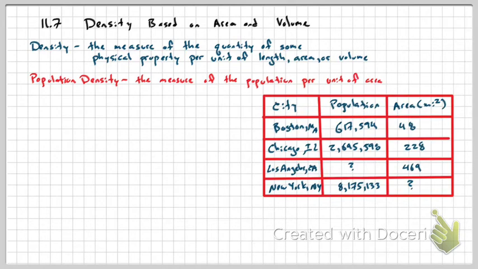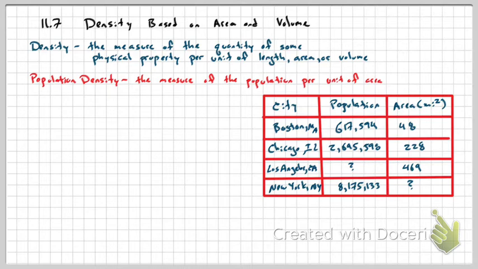So here's a little chart. If you downloaded the outline, then you've already got this. If not, you might want to pause the video and copy it. We've got 3 different columns: city, population, and area in square miles. So you have Boston, Chicago, LA, New York. The first 2 rows for Boston and Chicago are completely filled out. LA and New York, so that's New York City, have some missing information.